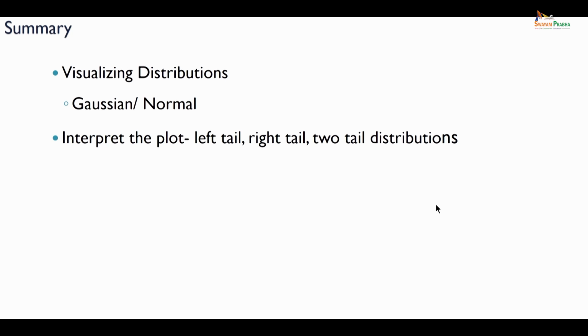To summarize, in this lecture we saw how to visualize a Gaussian distribution. We also saw how to interpret the plot in terms of probability, and we looked at the plots for left tail, right tail and two tail normal distributions, and under two tail we saw how a bounded section looks and how a tail section looks.